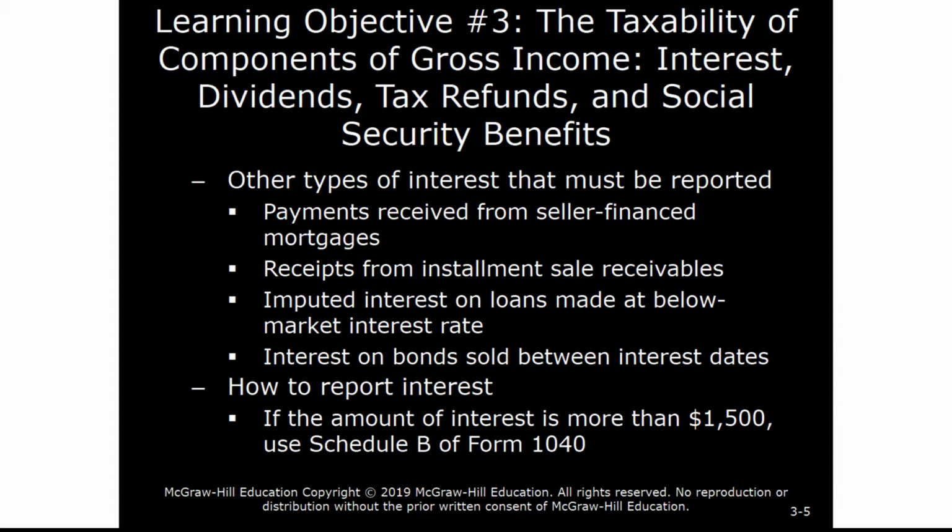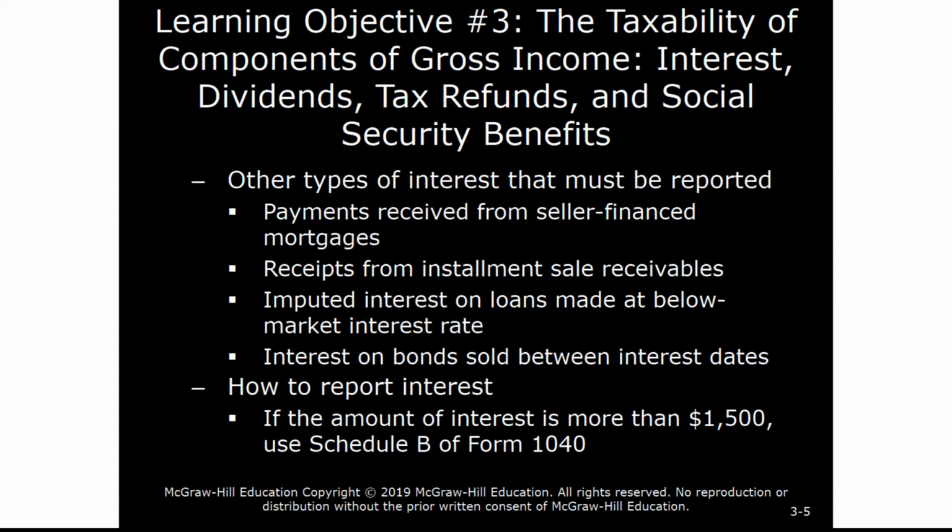Other kinds of interest that would be subject to taxation: if you, for example, sell your house and you finance the loan to the buyer, and the buyer starts making payments, the interest component of those payments is income and would have to be reported. Other examples, as you see listed, are receipts from installment sales, and imputed interest on loans made at below market interest rates.